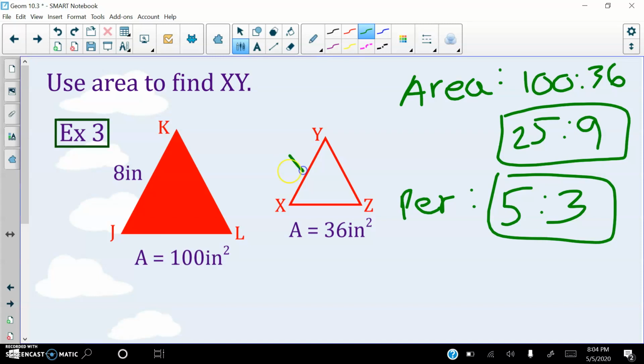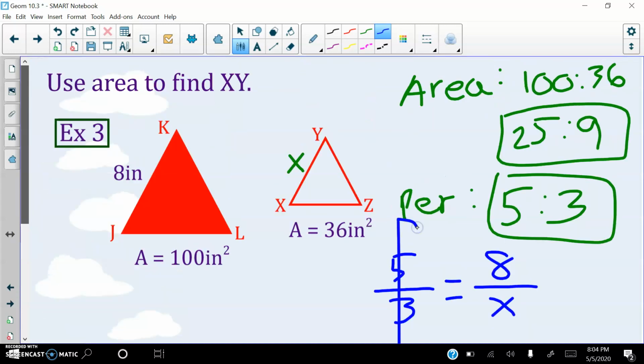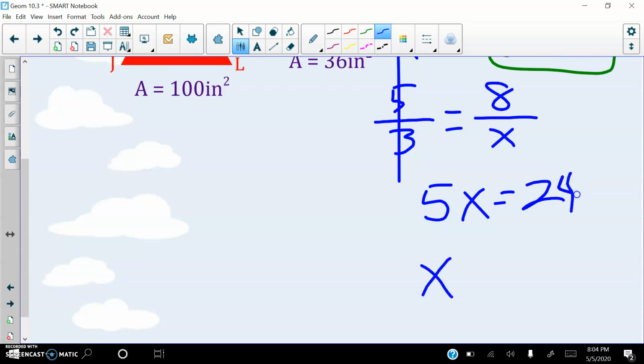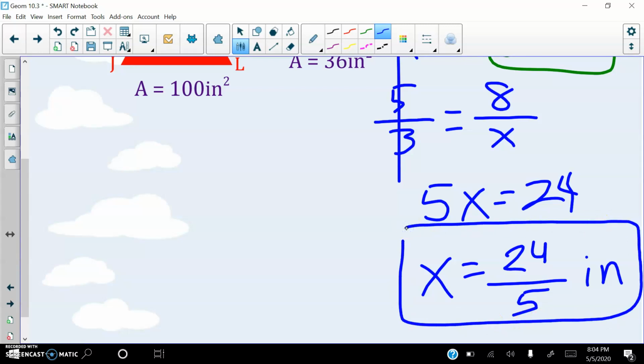So we're looking for this side. I'm going to call that x. As a ratio, we have 5 compared to 3 is equal to the bigger side, which is 8, over the side we don't know, x. If I cross multiply, 5x is equal to 24, so x is equal to 24 over 5, and that is in inches. If you want to write that as a decimal, it is 4.8 inches, and that's perfectly fine.